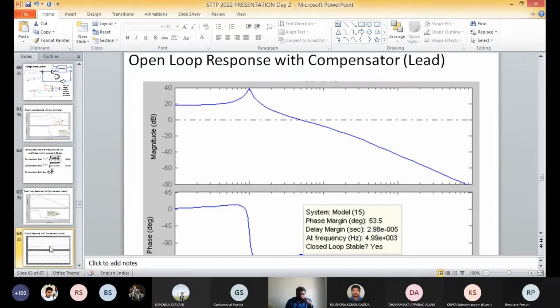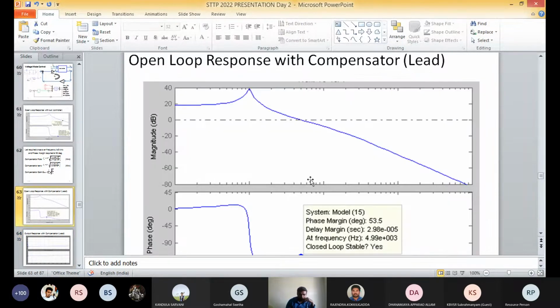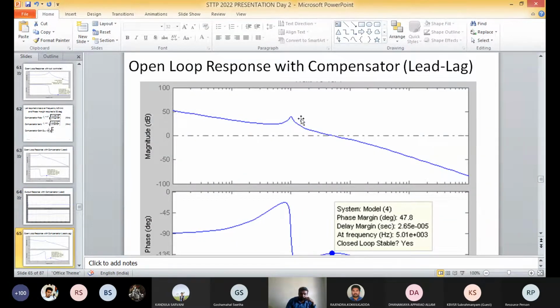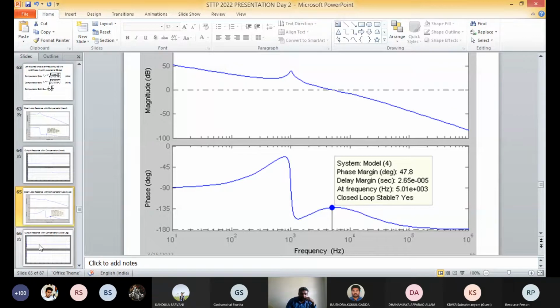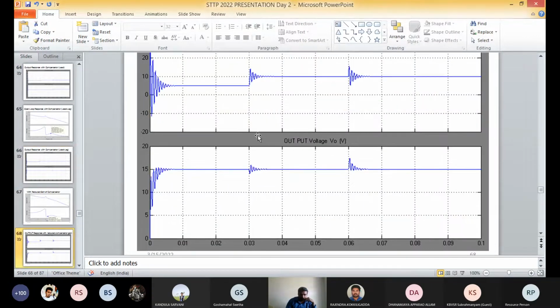Then we observe the open loop response again, both the frequency response and time response, and we adjust some of the parameters. Finally we need to get the desired output response from that converter. The obtained result shows that we are achieving the desired output response by designing the proper controller.